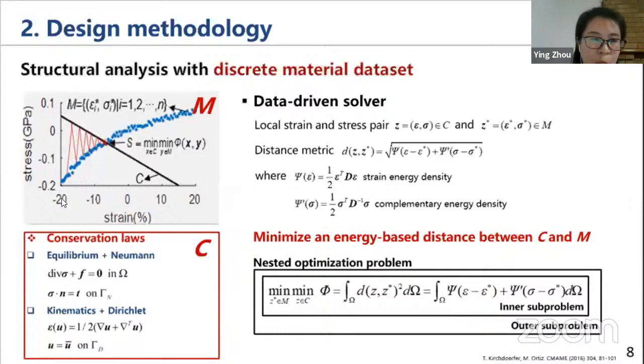The outer subproblem is to find the strain and the stress, to find the data in the material data set which is closest to the strain and the stress satisfying the conservation laws.